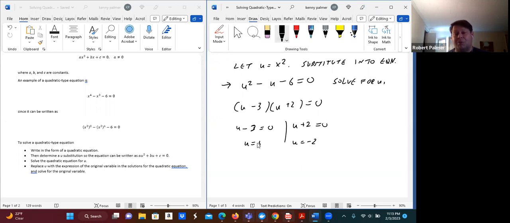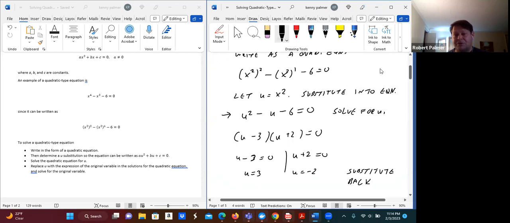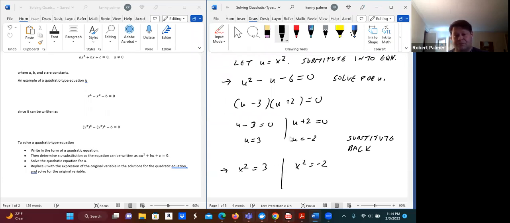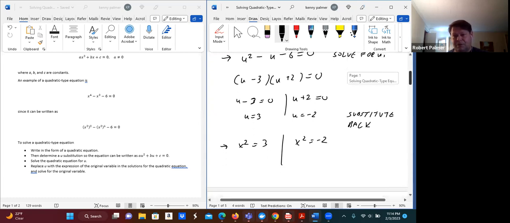Okay. Now, once again, we're not quite done. This is in terms of u. So what we need to do now is substitute back. What I mean by that is put this back in terms of x. So we say u is x squared. And so what that means is we have x squared is equal to 3, and x squared is equal to -2. Okay, and now we can solve each one of these for x.